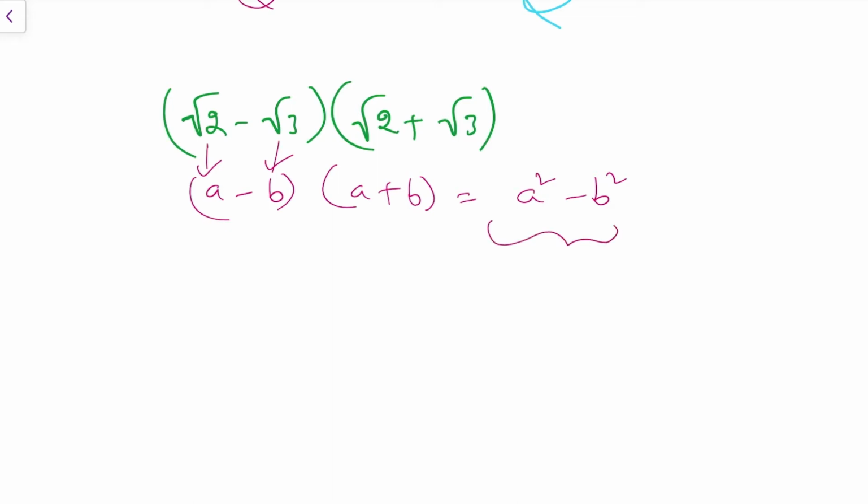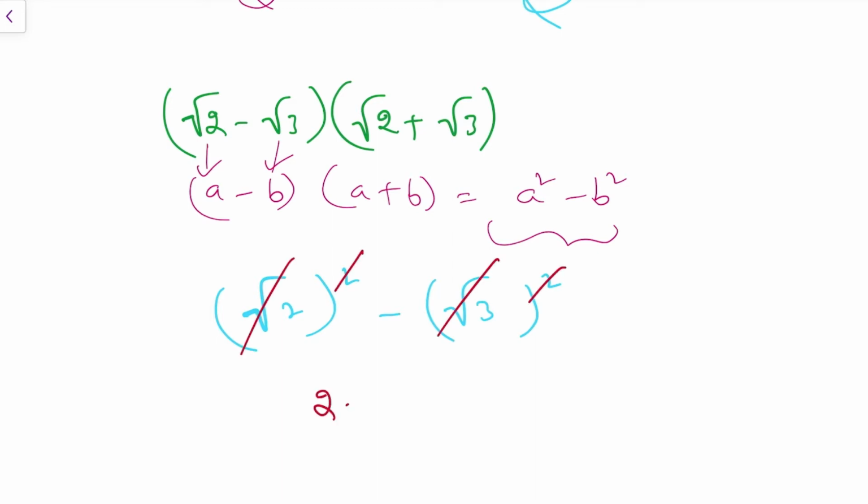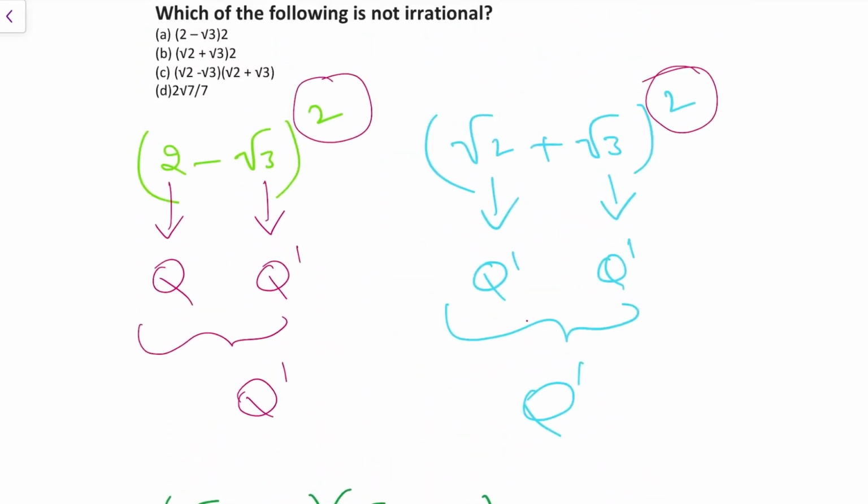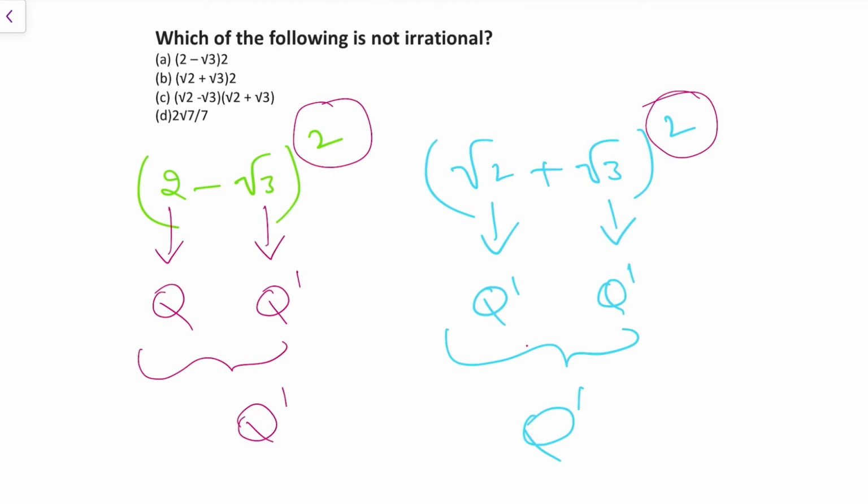A is nothing but root 2, so root 2 square, minus b is root 3, so root 3 square. Square root and square cancel, square root and square cancel, then we remain with 2 minus 3. 2 minus 3 is minus 1. Here minus 1 is a rational number, not an irrational number. So in the question he is asking which is not irrational, so definitely option C is the correct option.